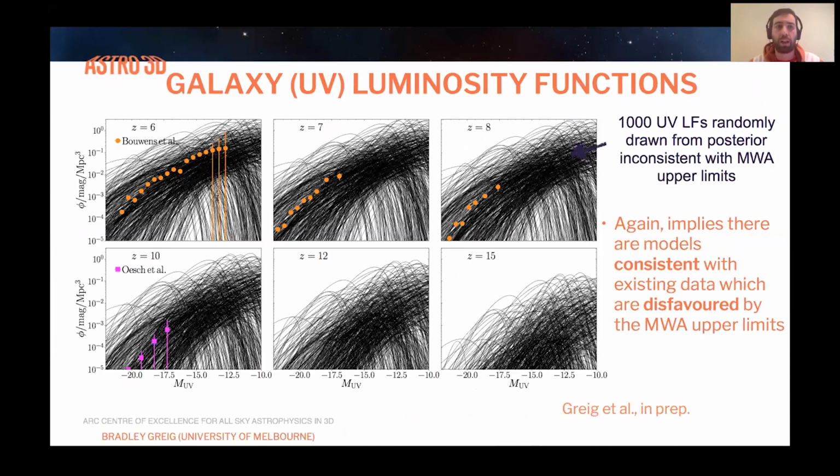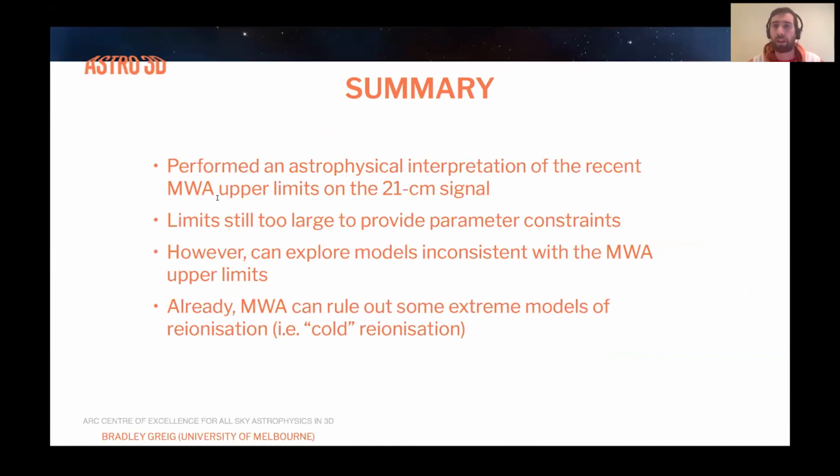The same picture can be seen in galaxy luminosity functions. Here is the observed galaxy luminosity function at redshift 6, 7, 8, and 10. And here's a compilation of 1,000 models drawn from the posterior of models inconsistent with MWA. You see here that the vast majority would already be ruled out because of these existing constraints, but there are some models that are consistent with these observational constraints. This again implies that the MWA is beginning to rule out models that would be otherwise consistent with existing constraints. And so I shall end there with my summary, and thank you.